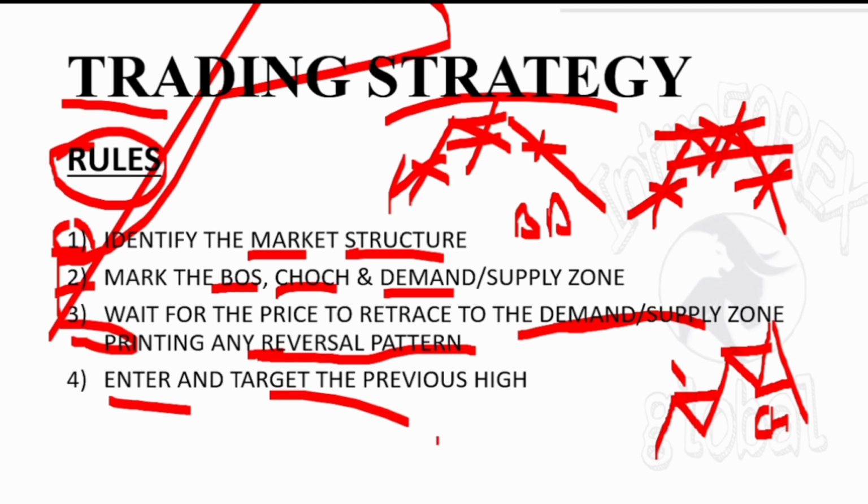And remember the risk to reward: you only trade 1:3. So even if we have a setup that is meeting all these 3 rules, but it doesn't give us a risk to reward of 1:3, we don't enter it.